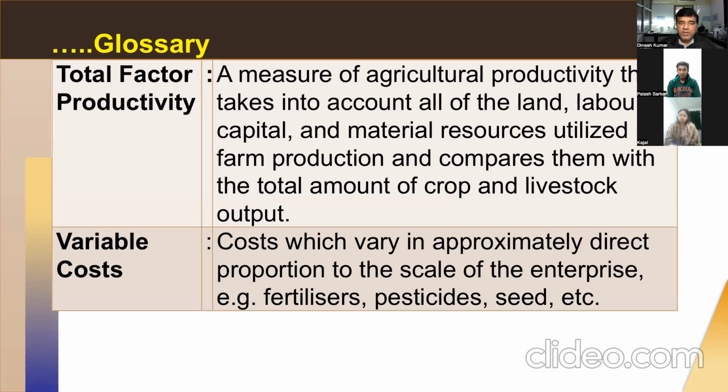Okay, now coming to variable cost. Costs which vary in approximately direct proportion to the scale of the enterprise. For example, fertilizer, pesticide, and seed. These are our variable costs, which change with the level of production. If you want to produce more, for example by using urea or any fertilizer, you can increase the dose of fertilizer. Up to some extent, you can increase the production by using variable cost. And they vary with the level of production.